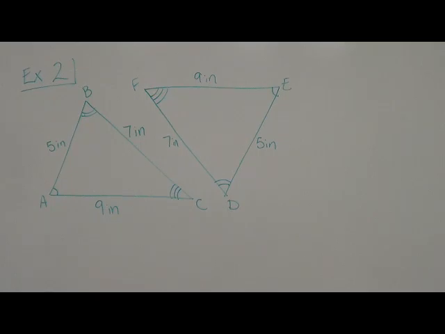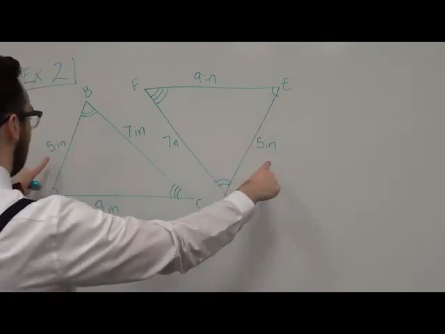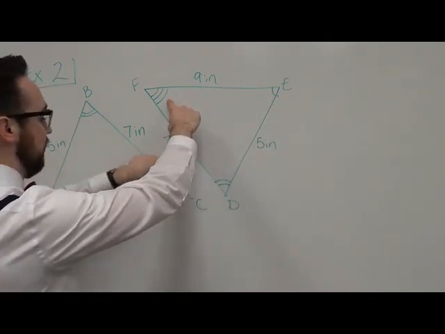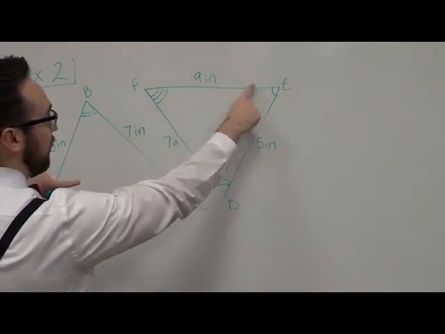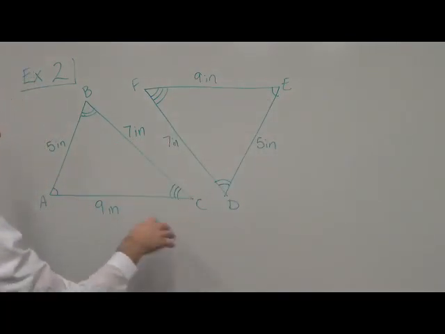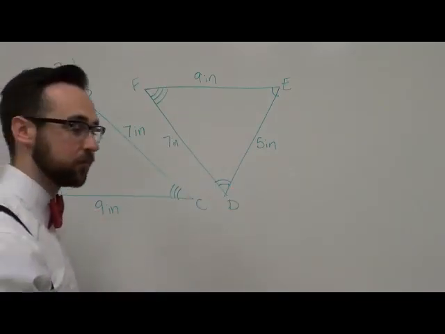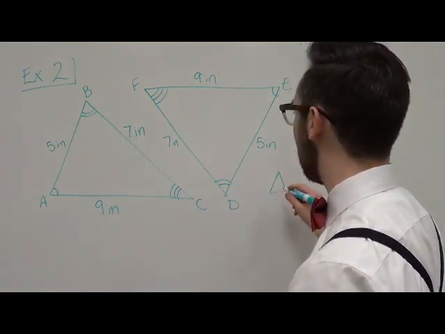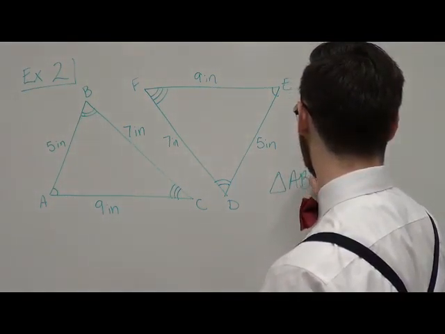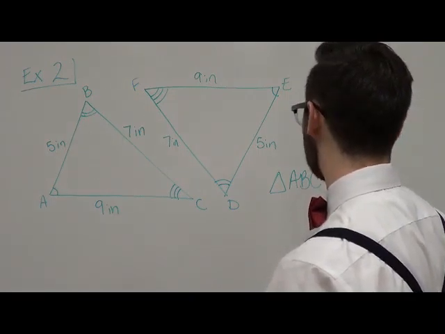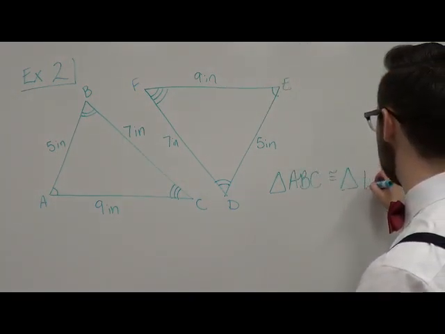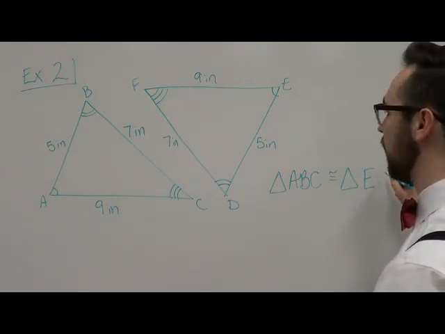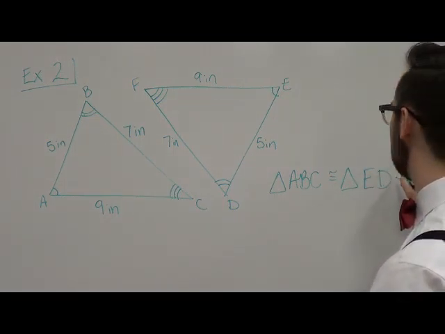So the side between the angles marked with 1 and 2 is 5, 2 to 3 is 7, and 3 back to 1 is 9. So because they're in the same order and the same sizes, we know they are indeed congruent. So then we can say that triangle ABC is congruent to triangle. Now A corresponds with E, B corresponds with D, and then C corresponds with F.